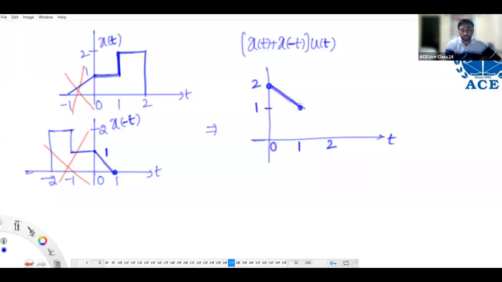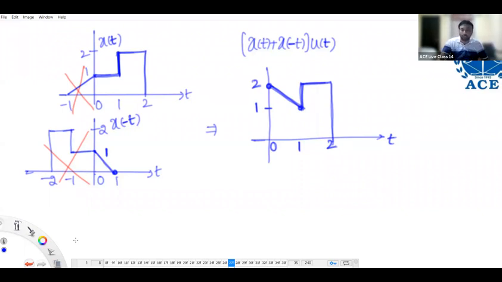For the interval 0 to 1, ramp added to constant means the ramp function amplitude is raised by that many units. For 1 to 2, here some shape, here nothing, means that shape is retained as it is. That is the resultant graph.